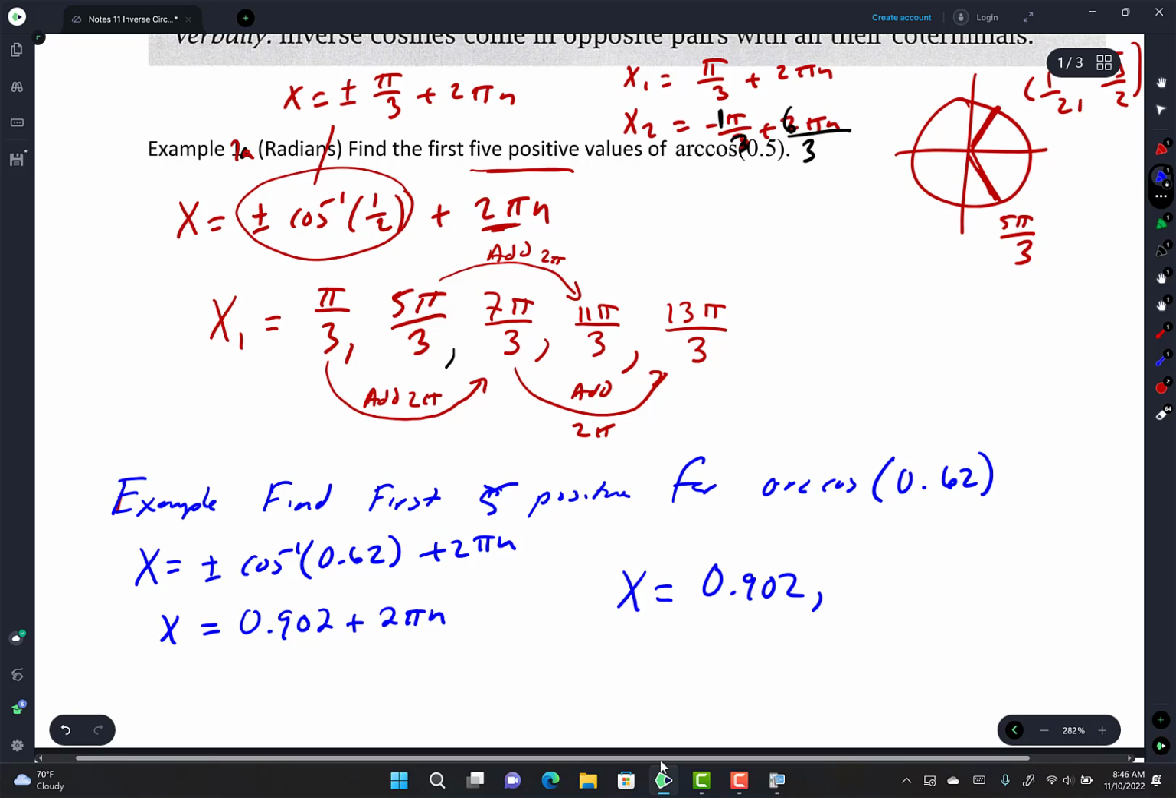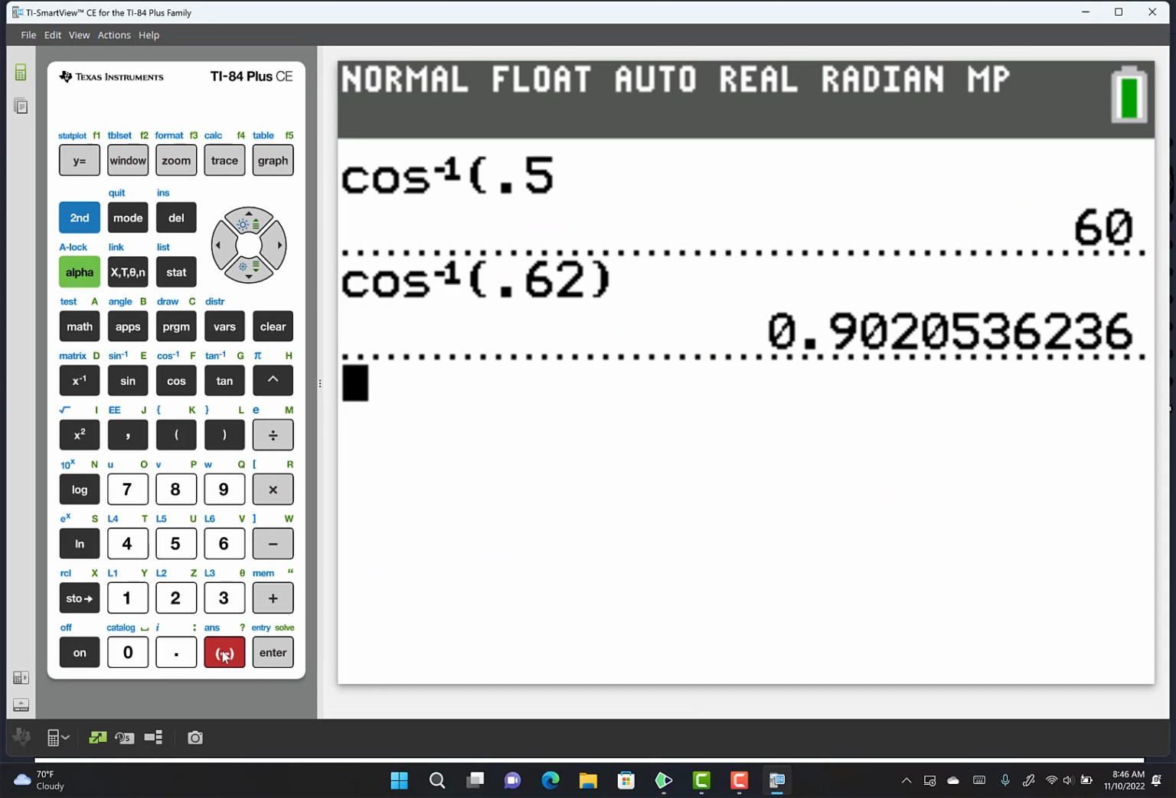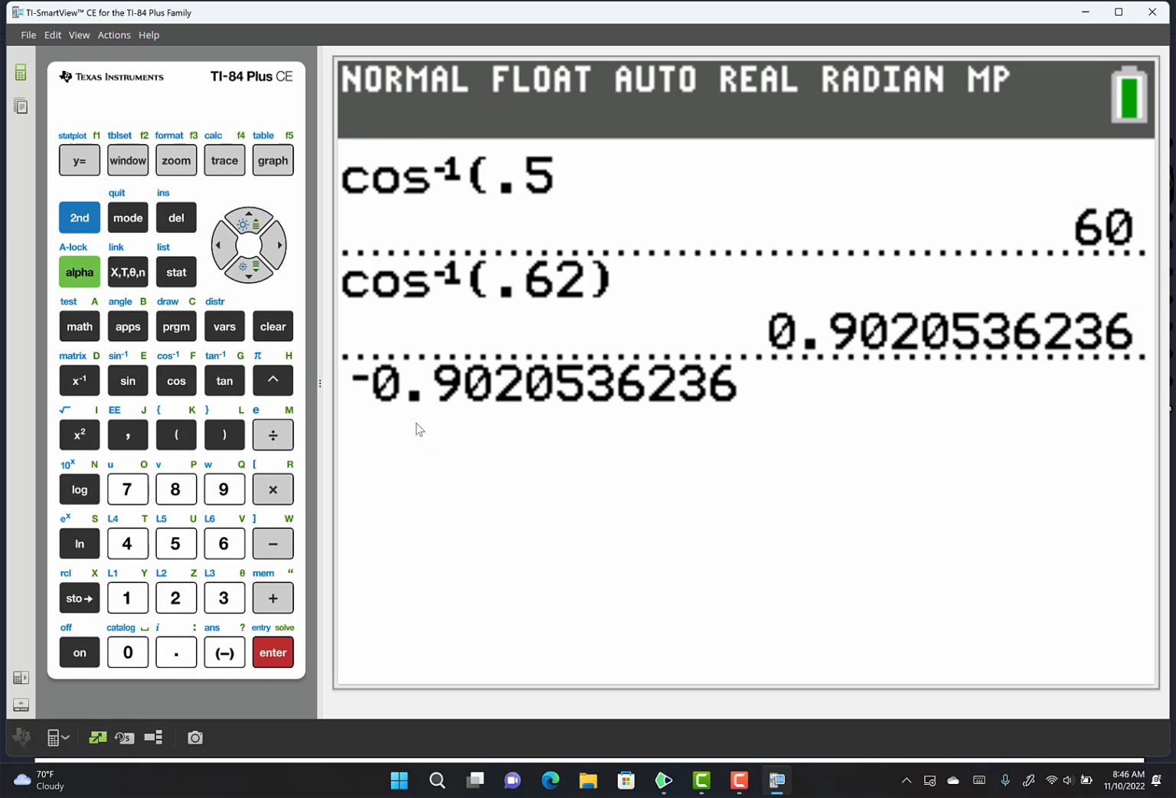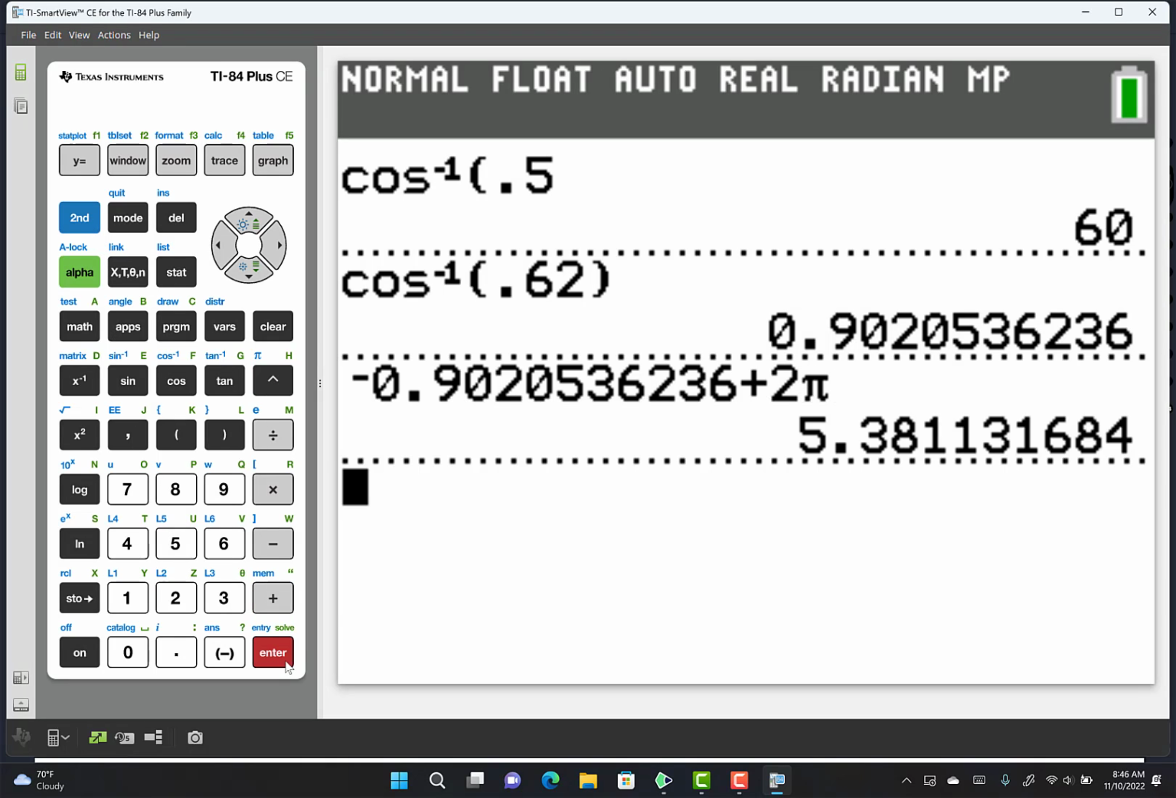My second answer is the negative 0.902 plus 2 pi. So how do I do that? I take my calculator, I put a negative, and then I scroll up, and I push enter. See? Negative that. That's a perfect answer. Plus 2 pi. And I push enter. And there it is, 5.381.